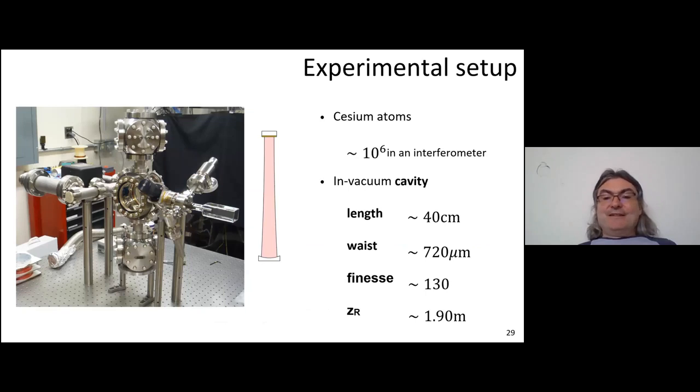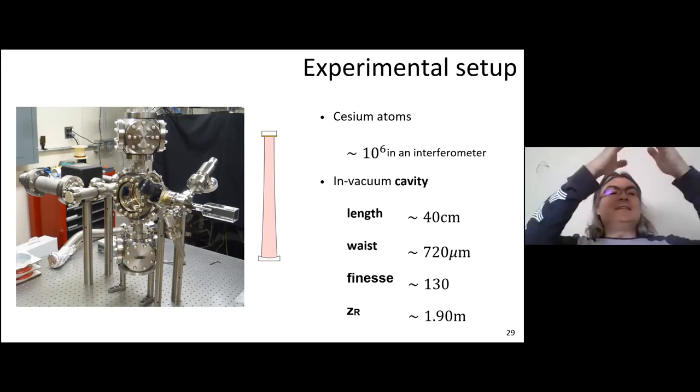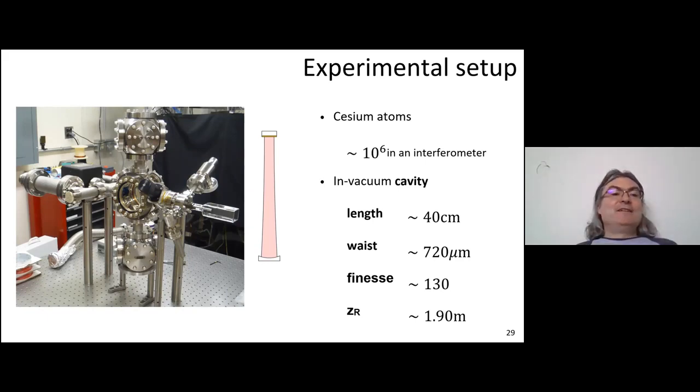The cavity is actually very pedestrian. It's about 40 centimeters long and has a finesse of only about 100. The reason is we want the cavity to act as a good mode filter, but we want the line width to be large enough so that we can still drive Raman transitions and Bragg diffraction without trouble. And the sweet spot is at a finesse of about 100.